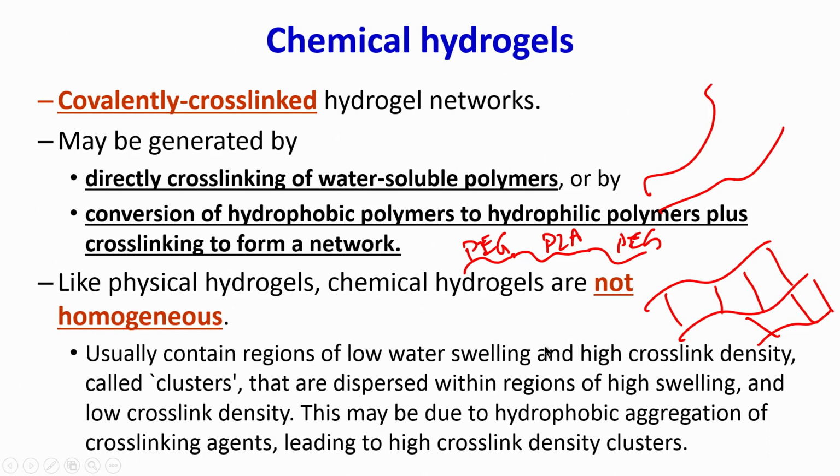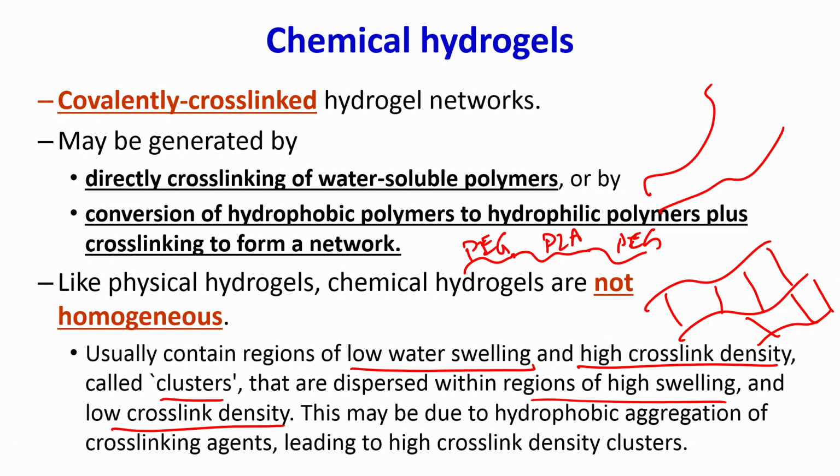And so, if I have, let us say, a heavily cross linked area, then it will have a low water swelling and high cross link density, and so these can be called clusters. So, these will be dispersed throughout regions which may have a high swelling because of the low cross linking density. And this could be because of, again, as I said, several reasons.